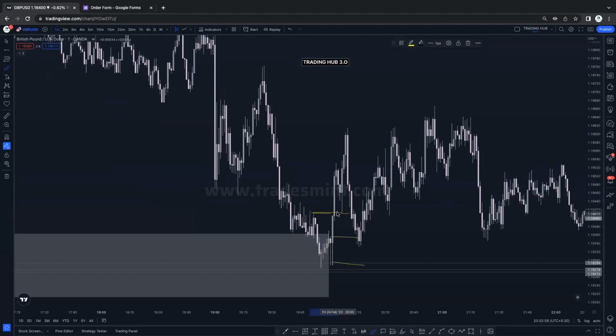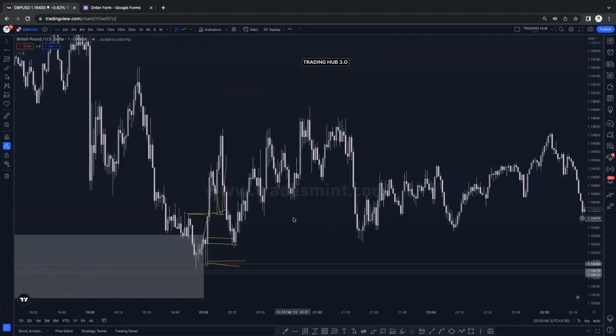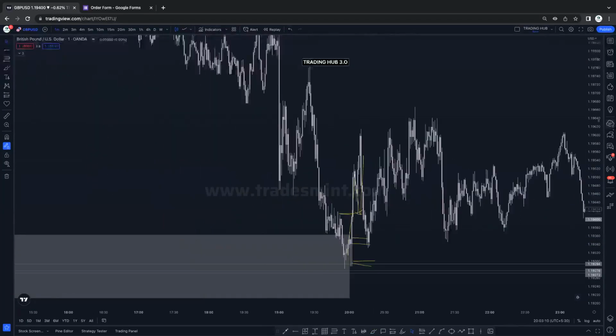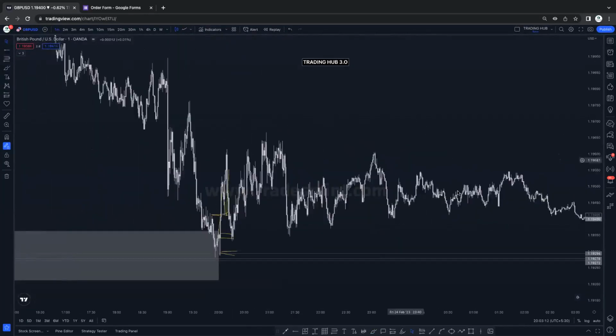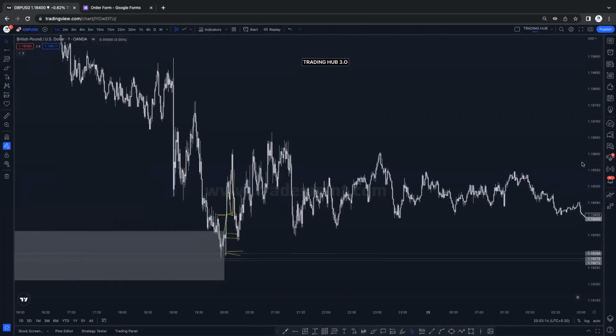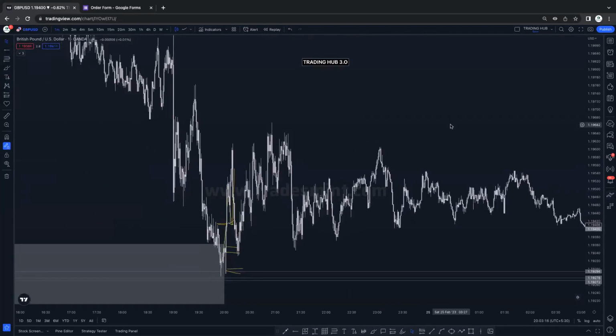This one is our change of character. Take this high, taken out this inducement and mitigate this shadow also, and you can buy here. Again, trendline liquidity and continuation. And this is very noisy price action here.